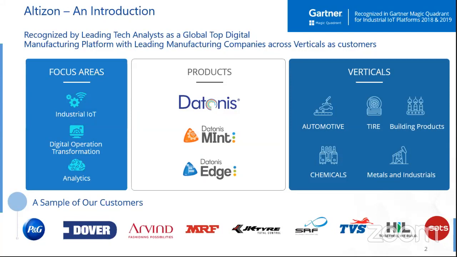Vertical-wise, we started from automotive as one vertical, but as we have grown, we have covered almost all manufacturing sub-verticals, not limited to automotive but going to chemicals, consumer products, building products, tires, metals, and also textiles. A sample of our customers, I'll not repeat it, you can all see it, like P&G, Dover, Arvind. A lot of these customers are in India, but a number are also in Europe and the US. P&G is one where we have connected 20-plus plants across Europe. SRF is an Indian customer with plants in India. TVS is also an investor into Altizon, and we have connected a number of TVS ecosystem plants. You can go to the next slide.